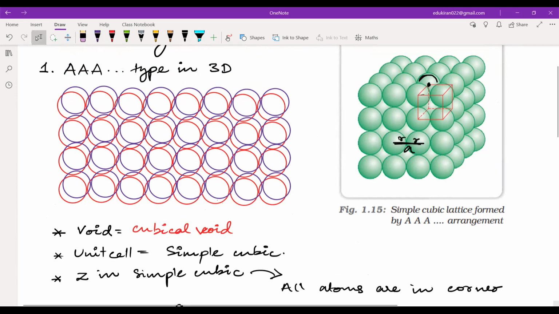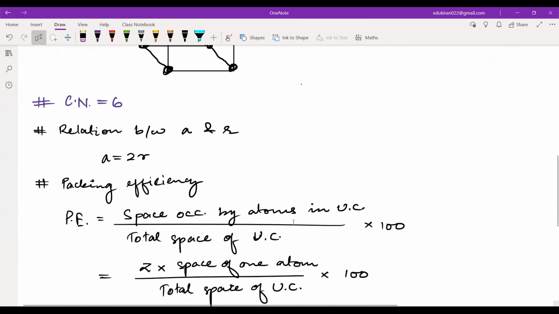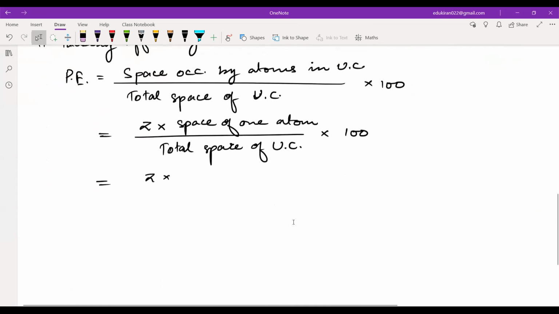4/3 pi r cube, है ना? क्या हुआ हिशमा, माजिया, मीनाशी? Why you guys are not answering anything? If you don't understand the question, please tell me that also. ना space of one atom से समझ में नहीं आ रहा क्या बोल रहे हो आप?